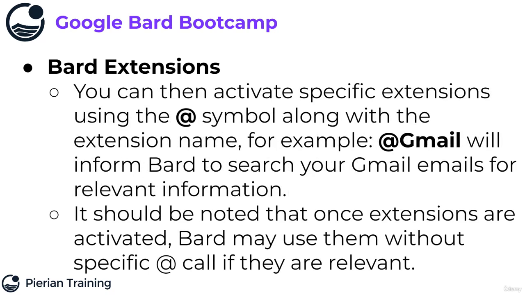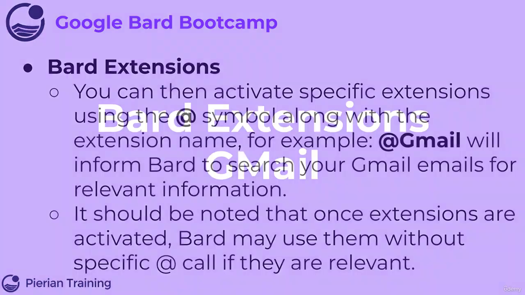The way these work is that you can activate specific extensions by using the @ symbol along with the extension name. For example, @Gmail will inform Bard to search your Gmail emails for relevant information. It should be noted, however, that once you activate the extensions, Bard actually has the capability to use them without a specific call if they are relevant. For example, if you've activated the Gmail extension and simply ask Bard to give you a summary of your latest email message, it will go ahead and do that without needing the specific @Gmail to be activated.